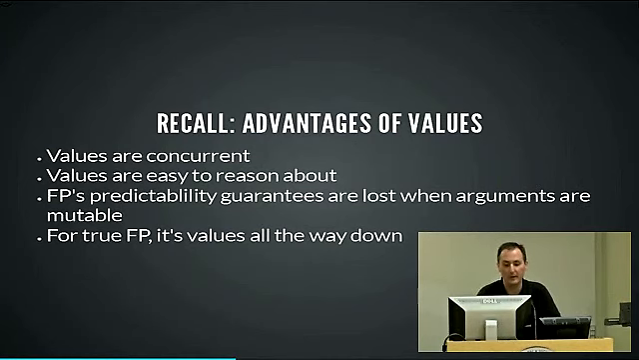Values are concurrent, they're easy to reason about. You lose your FP predictability guarantees if you do not use values. So for true FP, again, it's values all the way down. Everything from your most complicated data structure down to your primitives are values.